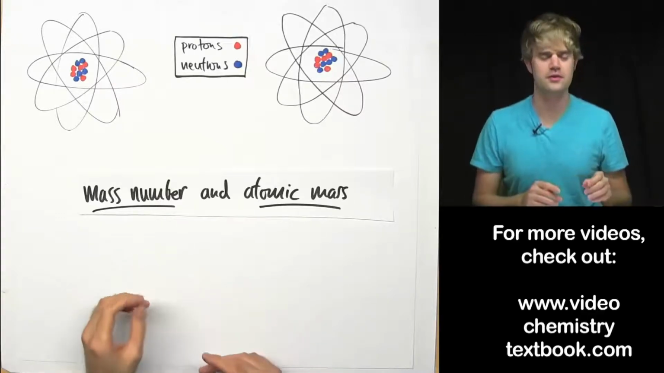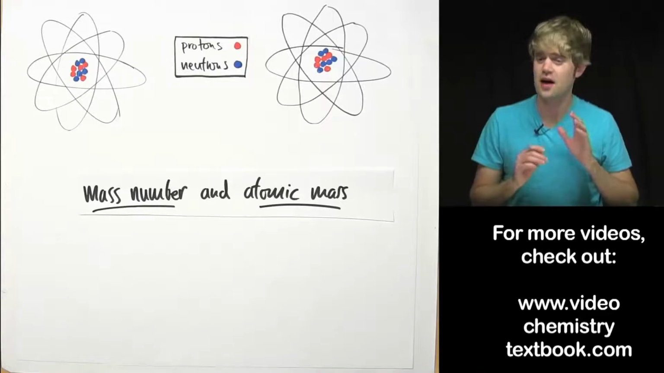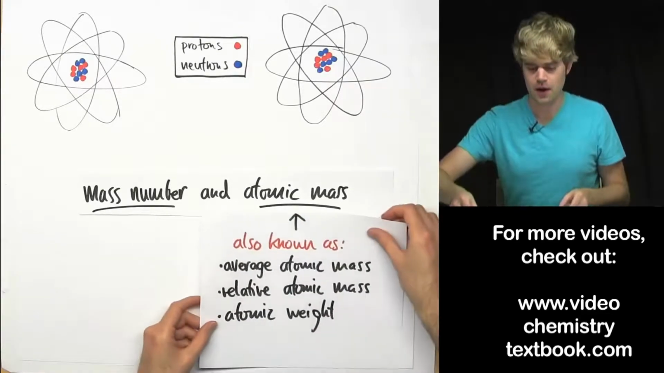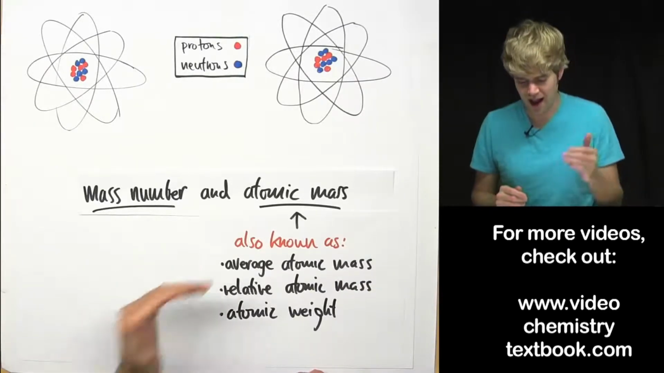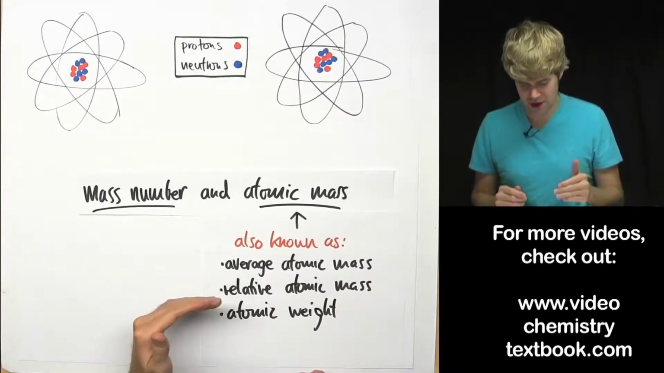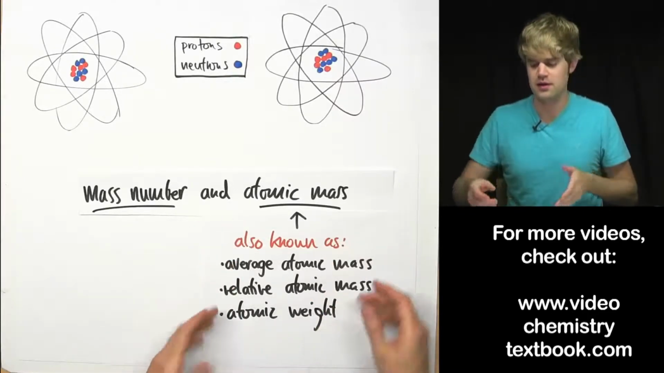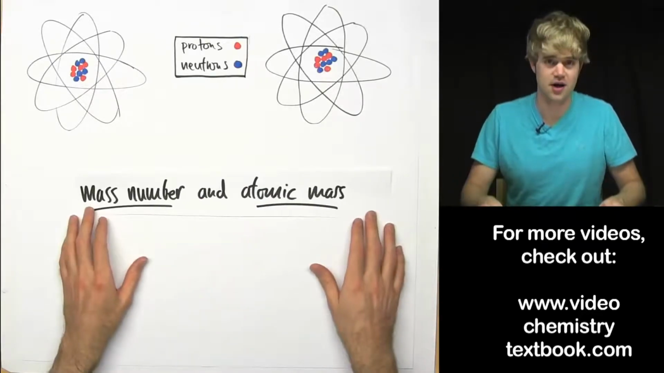Let's talk about the difference between mass number and atomic mass. These things sound very similar, but they're actually very different. Just so you know, atomic mass can go by other names. Sometimes it's called average atomic mass, or relative atomic mass, or even atomic weight. Maybe your teacher calls it one of these. For our purposes, in this video, we're just going to call it atomic mass.